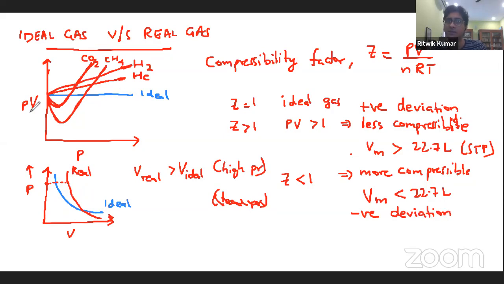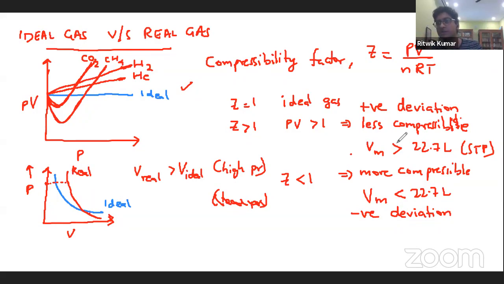If you look at the PV versus P graph, right, you can see that hydrogen and helium show positive deviations throughout the pressure range. At low pressures, carbon dioxide and methane show negative deviation. So when is this possible? When is a molecule more compressible or less compressible?